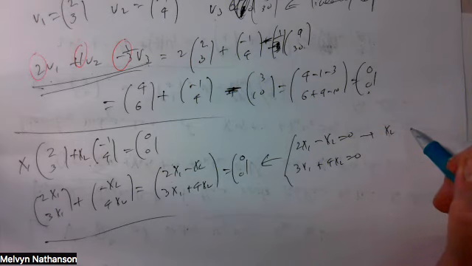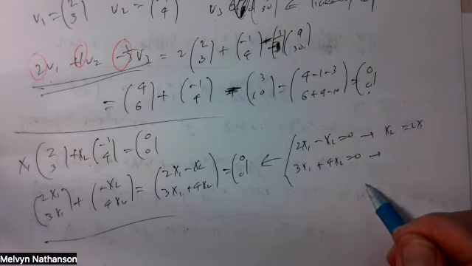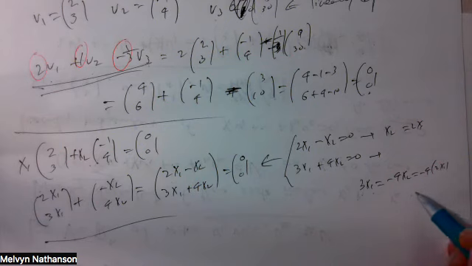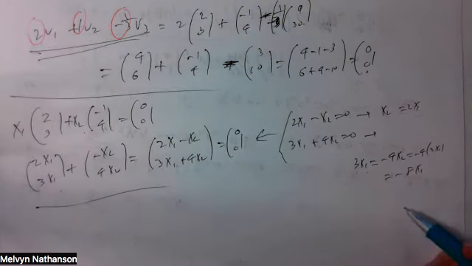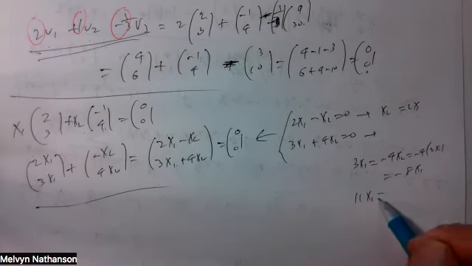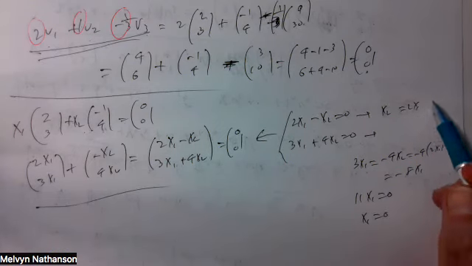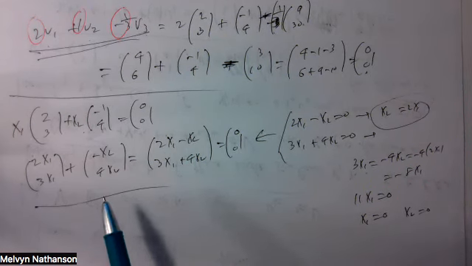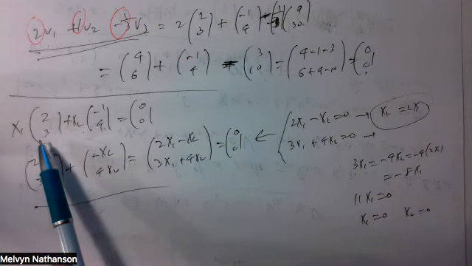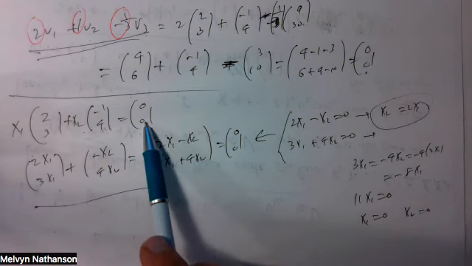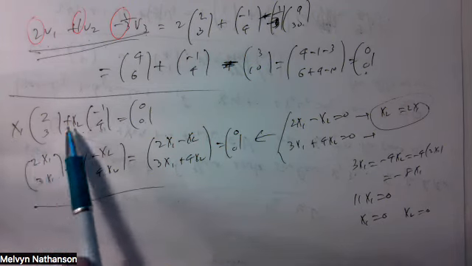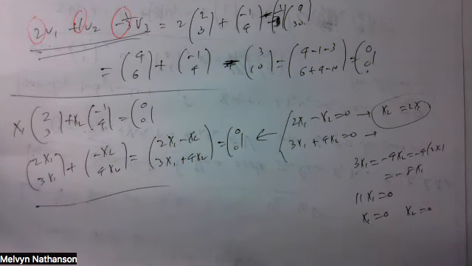The first equation says x2 is 2x1. This equation says that 3x1 is minus 4x2, which is minus 4 times 2x1, which is minus 8x1, which means 11x1 equals 0. So x1 has to be 0. And if x1 is 0, x2 is 0. So this is an algebraic argument to show that the only linear combination of these two vectors that gives the 0 vector is the trivial linear combination where both coefficients x1 and x2 are 0. So these two vectors are linearly independent.